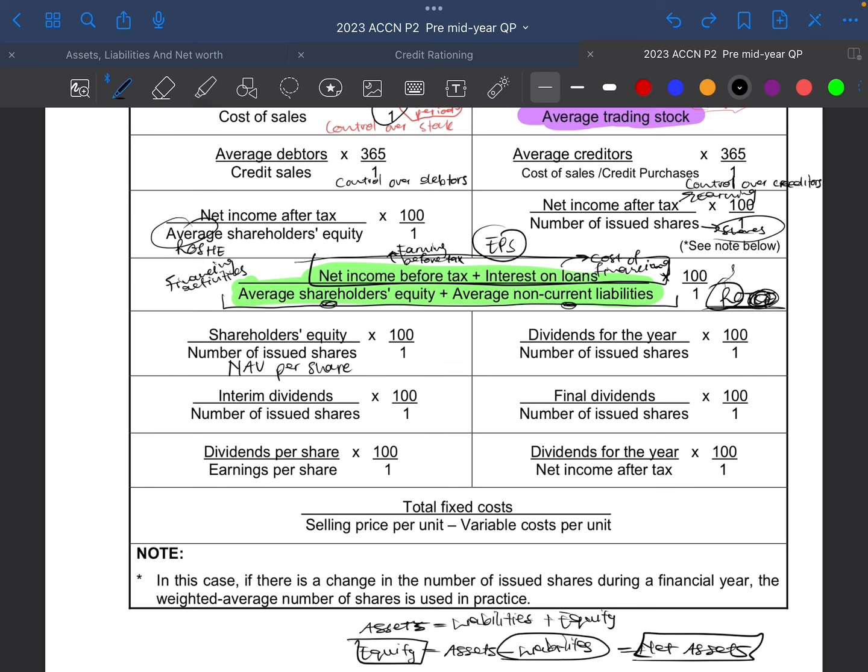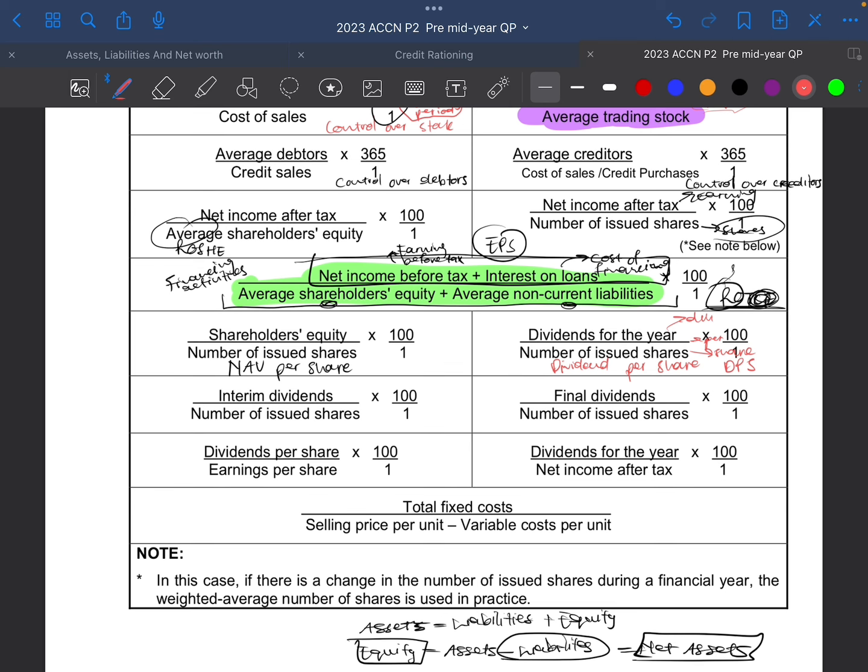Okay, and then our dividends for the year over the number of shares issued. I think this one is really easy also. It just states your dividends per share. So this one is quite straightforward, DPS. So dividends, you know, these are dividends, then this is pay, this is share.